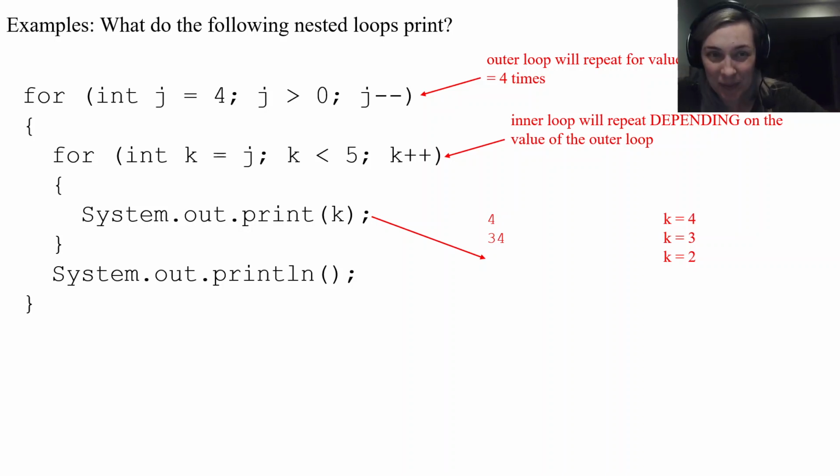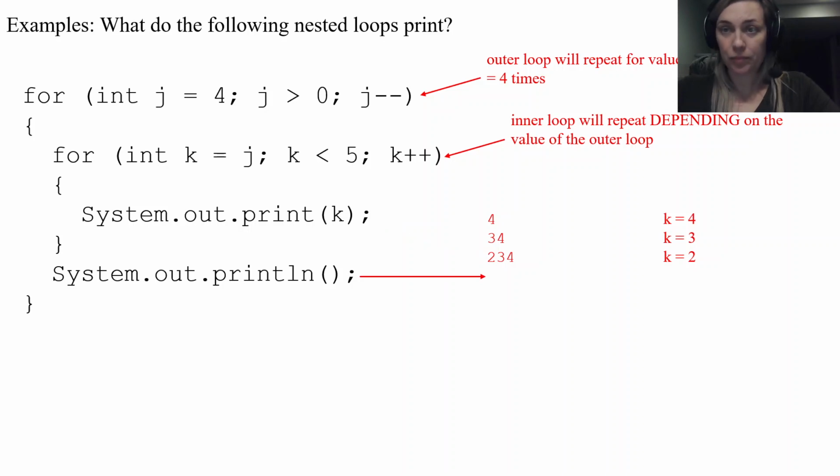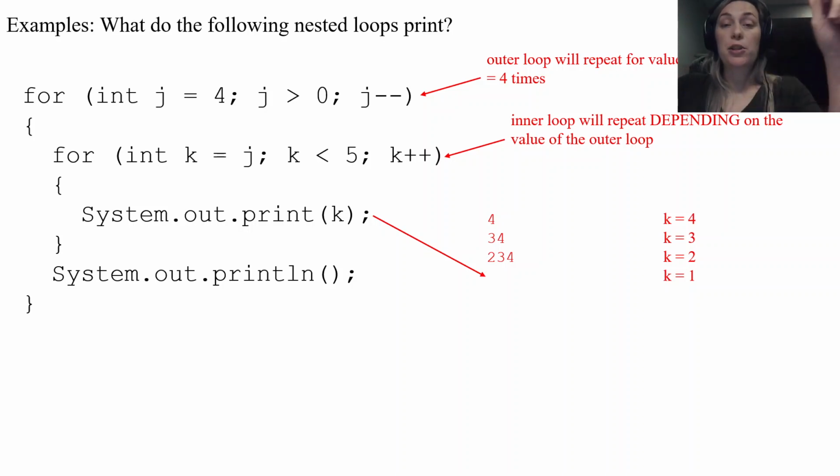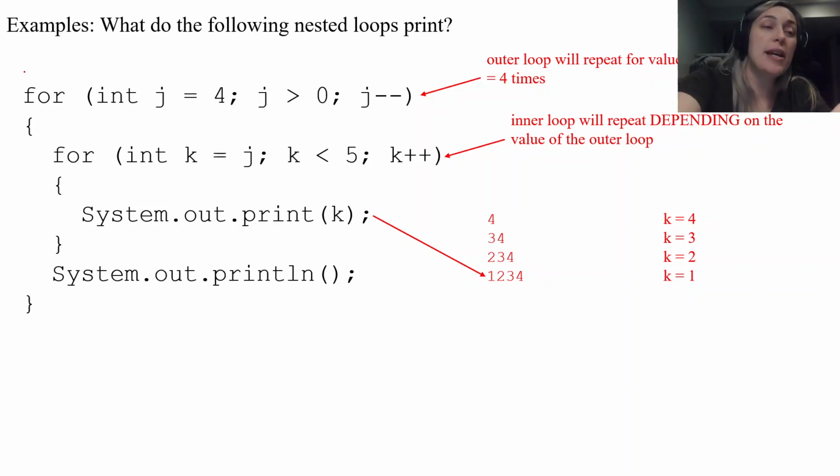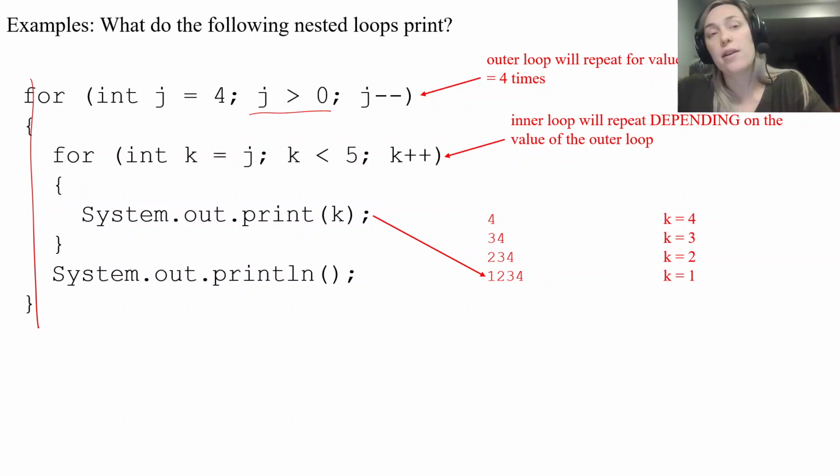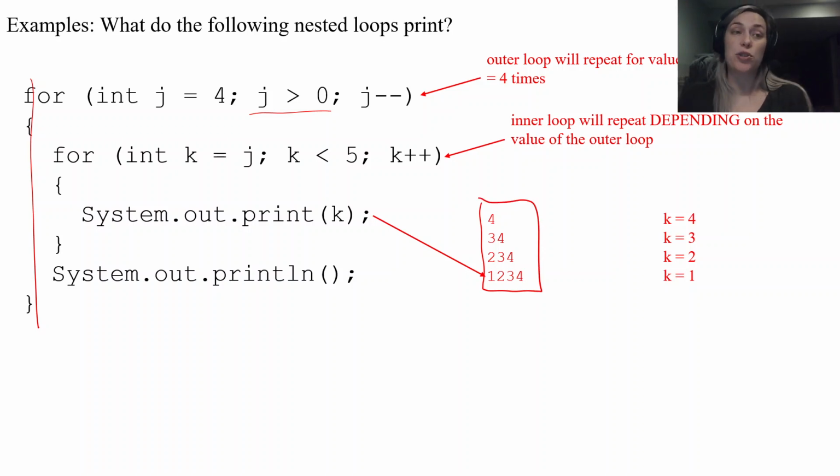k is 2. And you can usually start seeing a pattern at this point when you're tracing through like this. So k is 2, then k becomes 3, then k becomes 4. New line. k becomes 1 because j is 1. So I print off a 1, 2, 3, 4. And then I end, because then j becomes 0. 0 is not greater than 0. So the whole thing is done. So the end result, this is what gets printed to the screen.